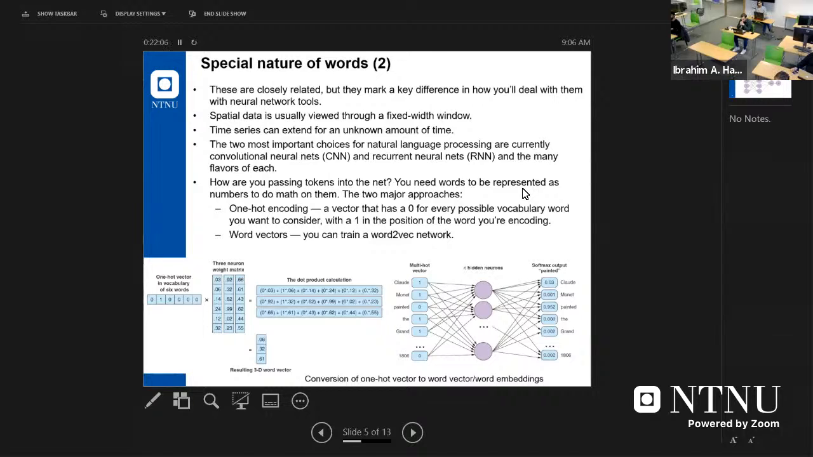Because we need to do some math on it, in this case we need to represent words by numbers. So one hot encoding, we know what it is. We will have a vector which has 0 for every possible vocabulary word you want to consider, with a 1 in the position of the word you are encoding. So for example, you want to say, how are you?